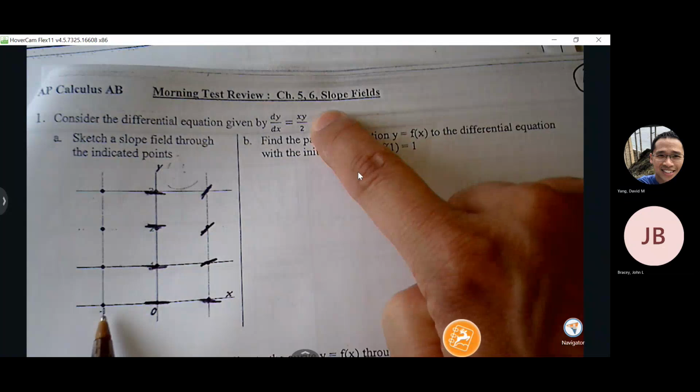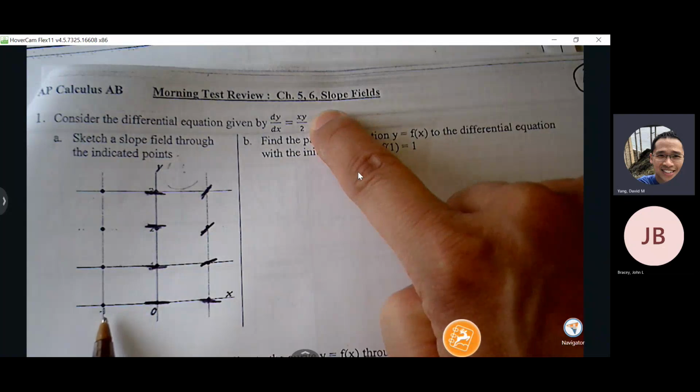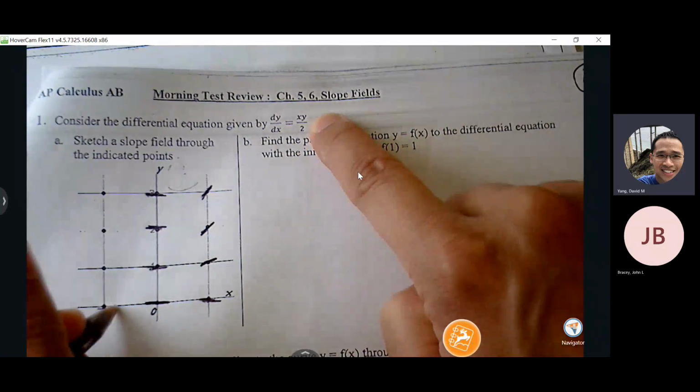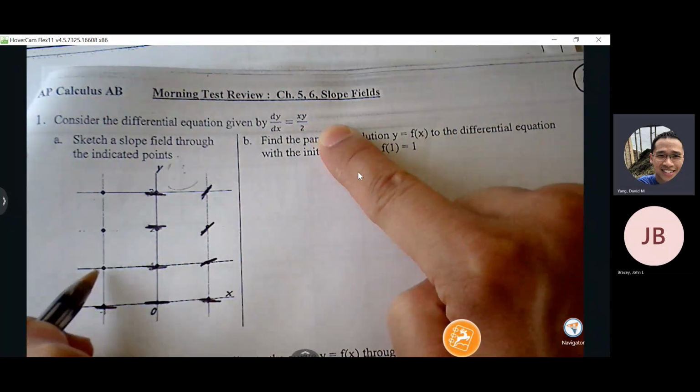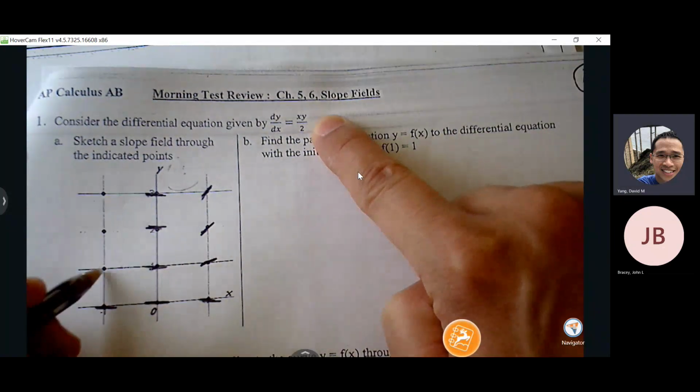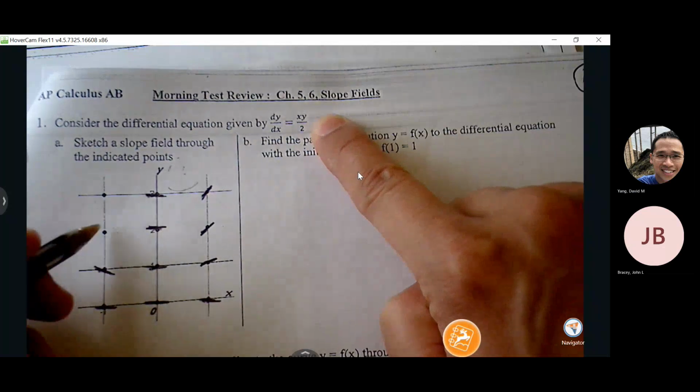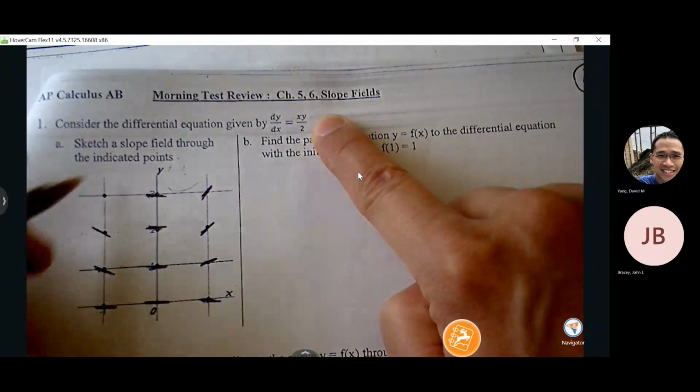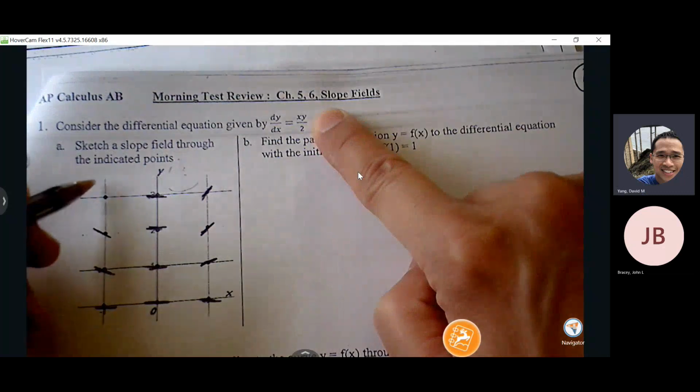(-1, 0). -1 in for x, 0 in for y. 0 over 2 is 0. (-1, 1), -1/2. I get -1. Then -3/2.